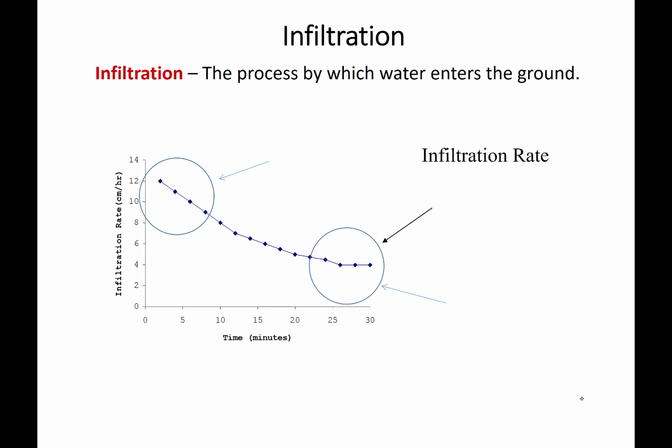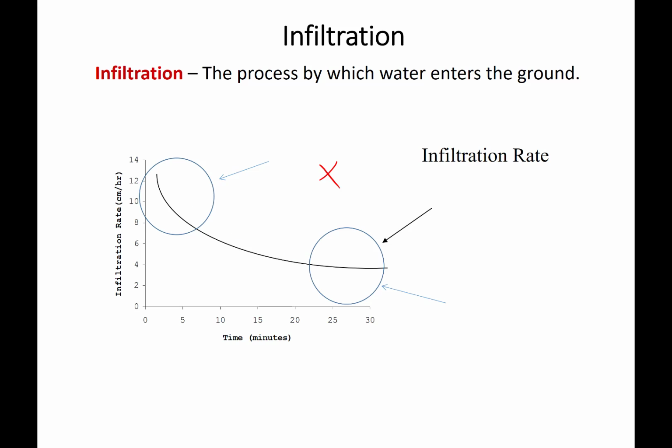So infiltration is the process by which water enters the ground. We talked about how soil water can move in unsaturated and saturated conditions. This is when you have precipitation and the water's coming down, percolating into the ground, infiltrating. The curve that I show you here is a typical infiltration curve.